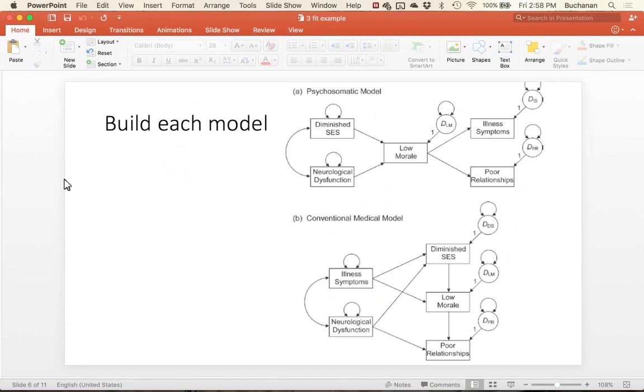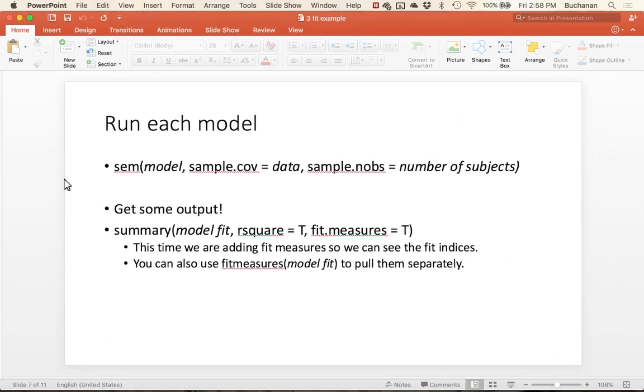Okay, so we have put the data in, labeled the data, and built our model. The next step is to run the model. So we've got some of our model. We've got our sample covariance, because we don't have the entire data set, and then the number of observations. And then let's look at the output. So we did r squared equals true before. You can use t or true, the word true. Now we're going to add fit.measures equals true. And so we're adding on to the summary, really.